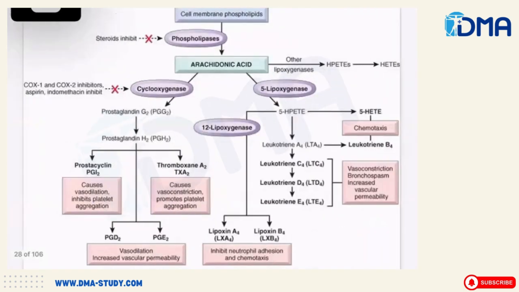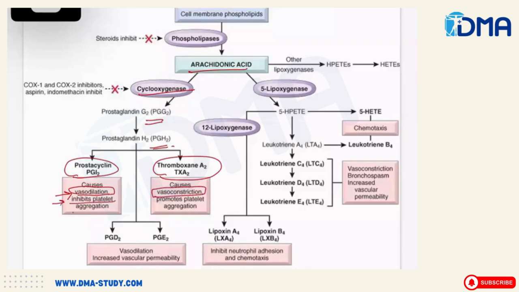Then you have to know about the inflammatory mediators. One such group of inflammatory mediators are the ones from arachidonic acid. You have cyclooxygenase releasing prostaglandin G2. From G2, H2 is produced. Then prostacyclin I2 is produced, and thromboxane A2 is produced. These two are produced from the same prostaglandin H2, but they have different actions. Prostacyclin causes vasodilation, whereas thromboxane A2 causes vasoconstriction.